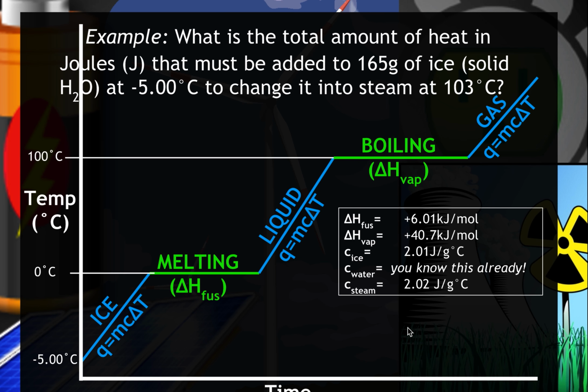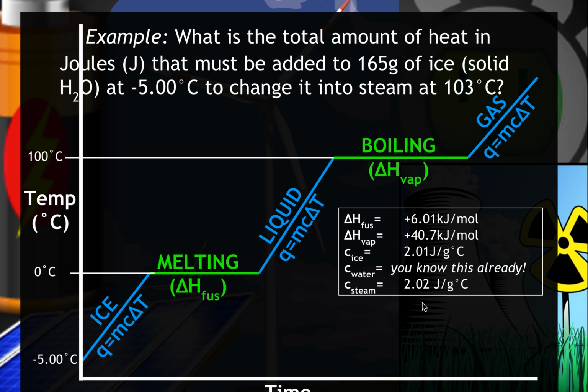You'll always be given these constants. Except for this one, the specific heat of water, you already know that. It's 4.184 joules per gram per degree Celsius, or 1 calorie per gram per degree Celsius. But this is all in joules, so I want to be sure that I'm using the joules for the water.